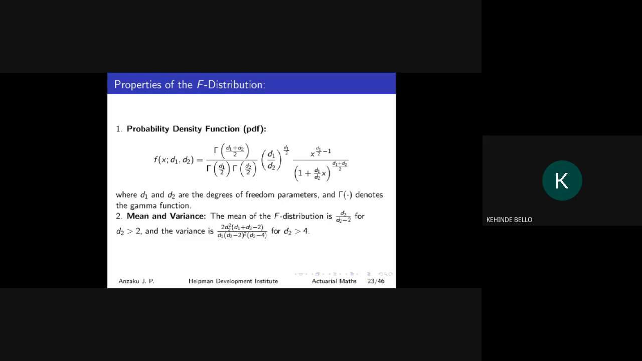So the mean of the F distribution is given by D2 over D2 minus 2, when D2, the second degree of freedom, is greater than 2. And the variance is given by this quantity here, when the degrees of freedom is greater than 4.